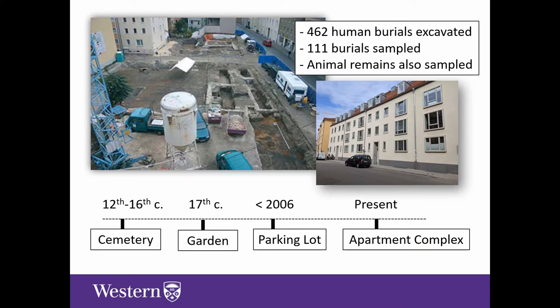How did the skeletal collection get discovered? Well, it was a cemetery sometime between the 12th and 16th century. After that, it became a garden. I don't have soapworks on there, but it was a soapworks for a little while. People forgot that there were people buried there. It became a parking lot. And then that apartment complex had to go up in 2006. And they discovered almost 500 burials in that parking lot. For my project, I was able to sample 111 individuals, as well as some of the faunal remains that were mixed into grave fill that date to that same time period.